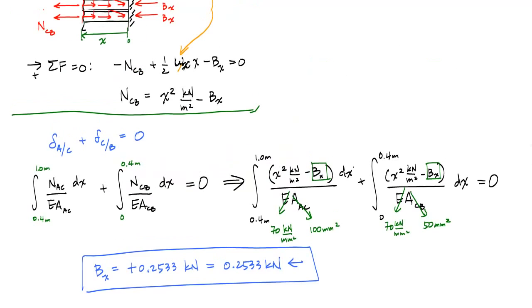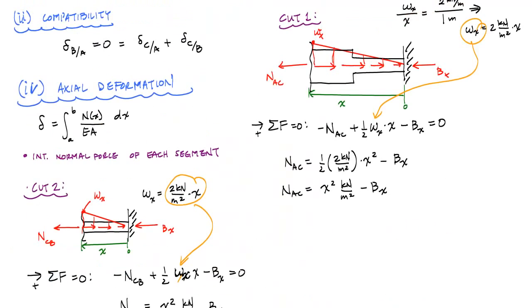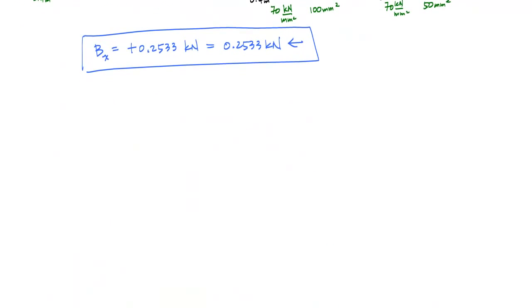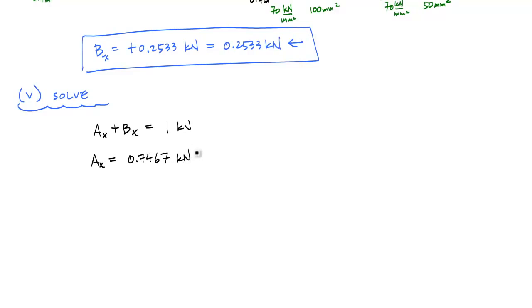and lastly I want to go ahead and finish the solving process. So that would be 4, I'll call that 5, why not, even though we're kind of just solving anyway right here. In the solving process, I'm just going to go ahead and reuse my equilibrium equation, which was this Ax plus Bx is equal to 1 kilonewton, and that tells me Ax is 0.7467. Oh, too many significant figures right here. Ax is 0.7467 kilonewtons to the left. Bam!